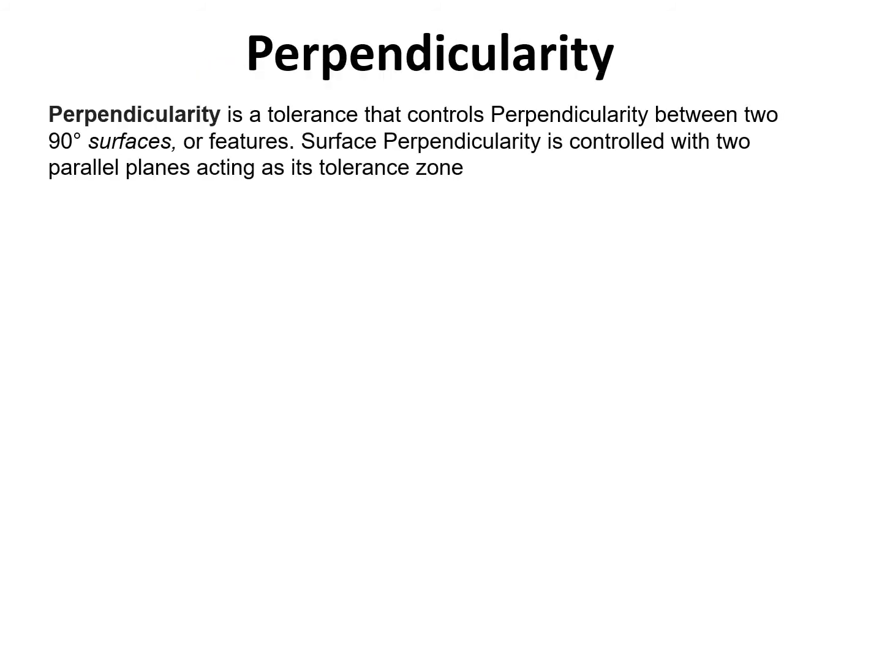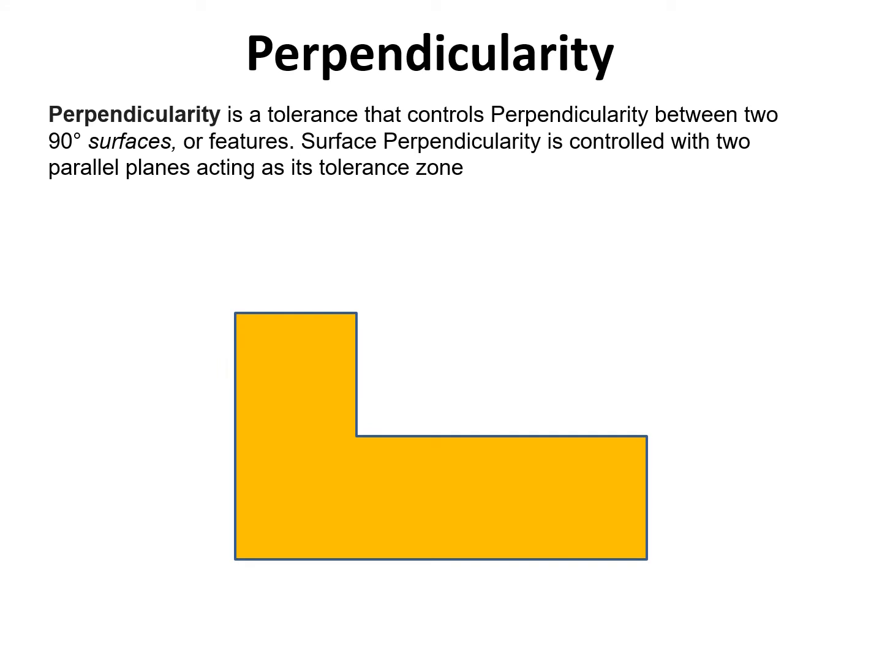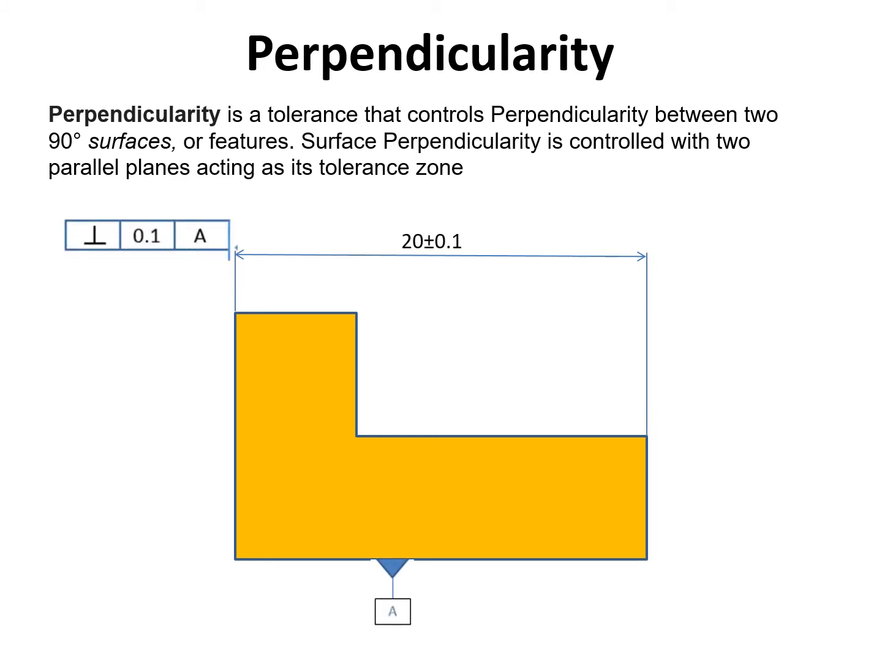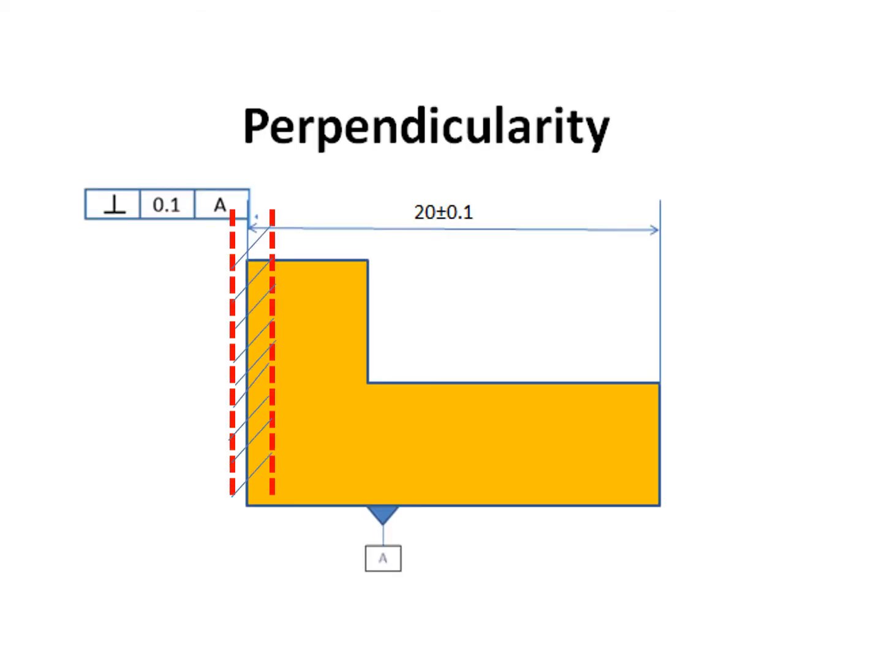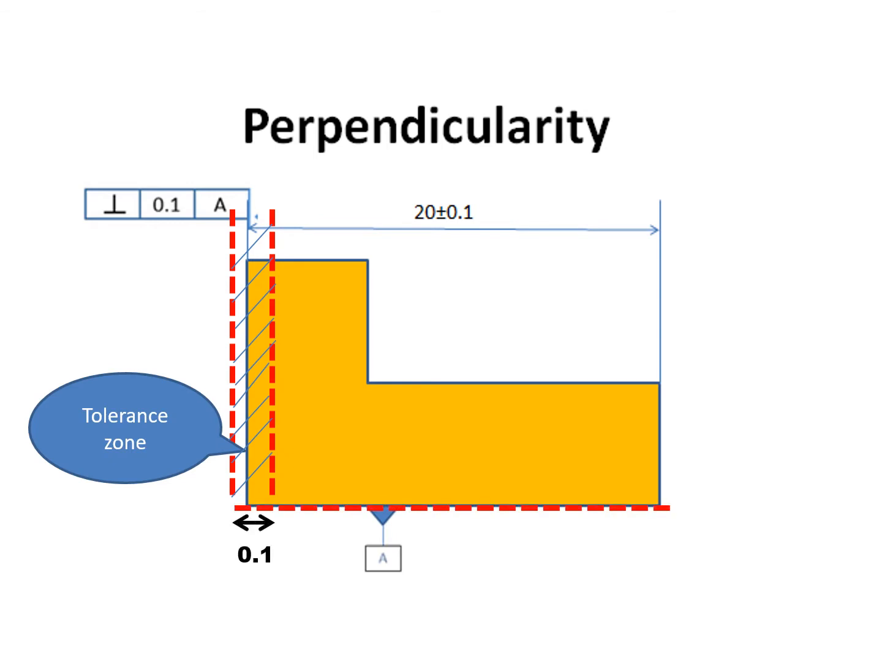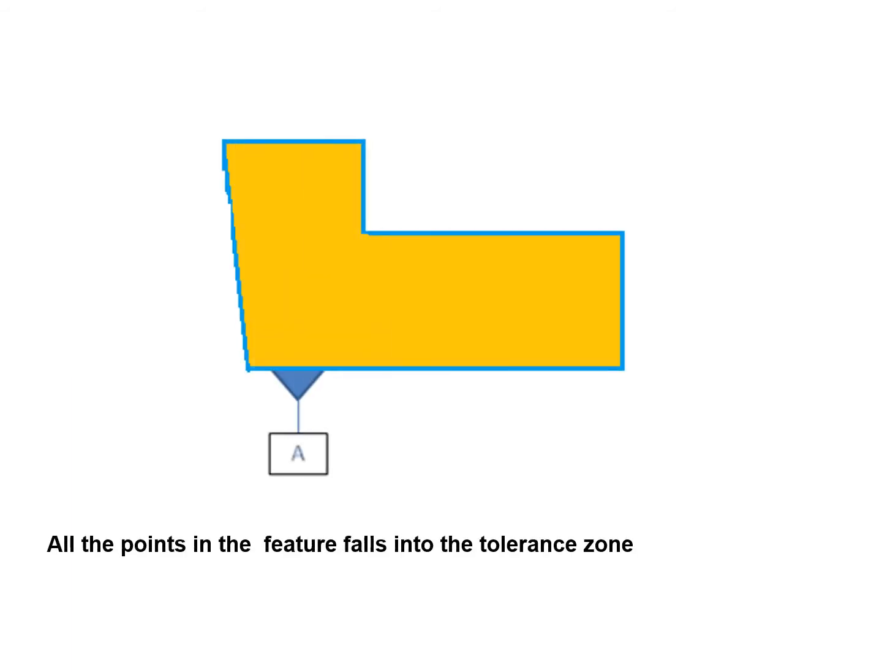Next is perpendicularity. Perpendicularity is the tolerance that controls the perpendicularity between two 90-degree surfaces or features. Surface perpendicularity is controlled with two parallel planes acting as a tolerance zone. Here we can consider an example. Here perpendicularity is mentioned as 0.1 with respect to the datum. So we have to consider a tolerance zone which is 0.1 mm apart. So all the points in the surface fall into the tolerance zone.